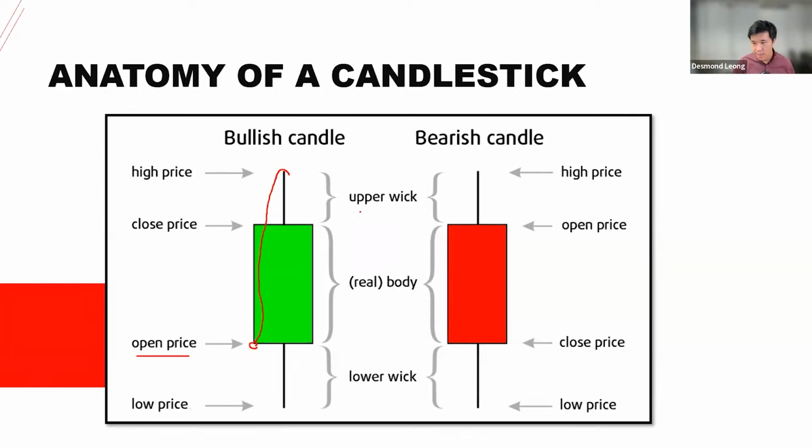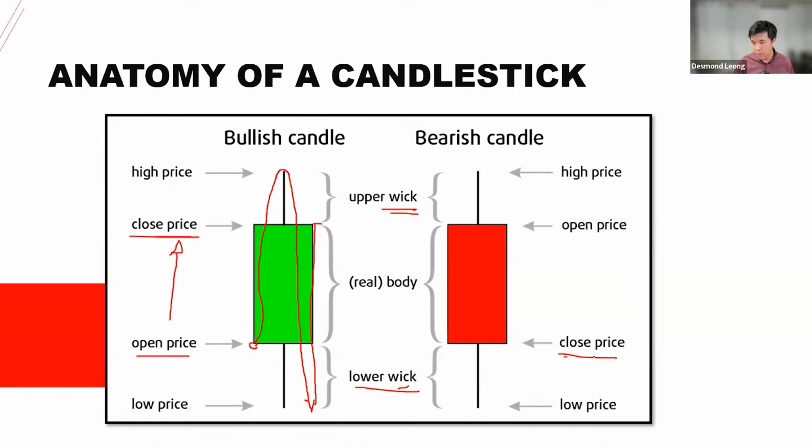So you notice there's this thing called the wick, or some people call it the shadow. That's where it goes all the way to the top, then price comes all the way to the bottom. So that's where there's a lower wick. And then it comes all the way to the top and closes over here. So if the closing price is above the open price, it's a bullish candle. It's green.